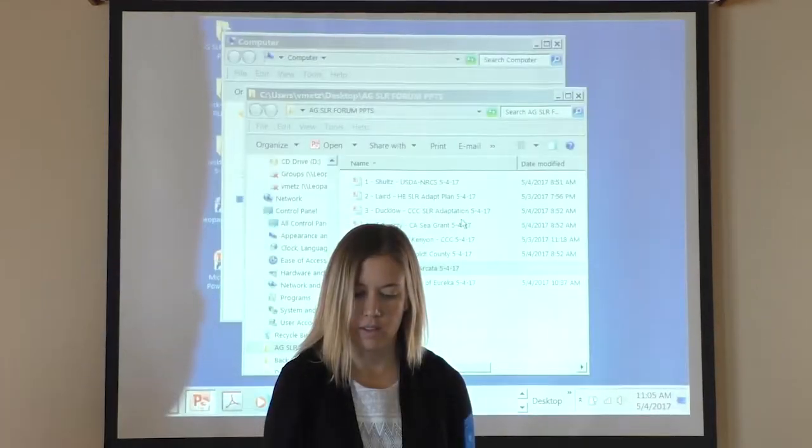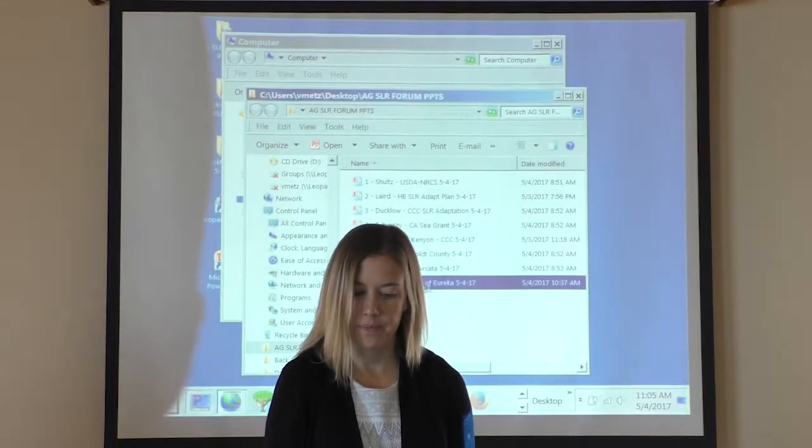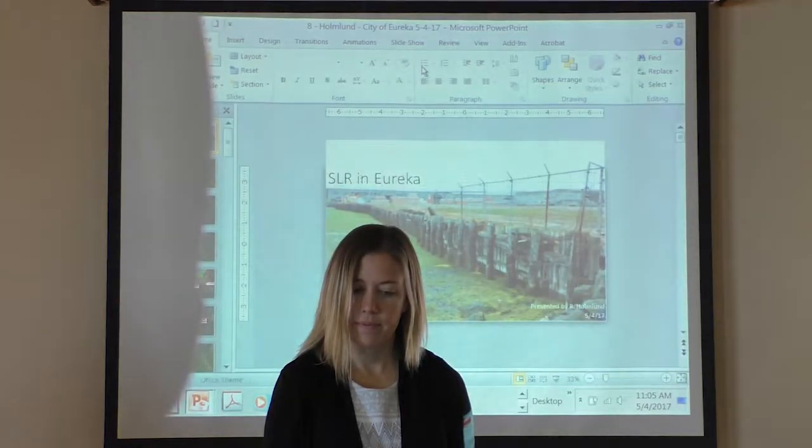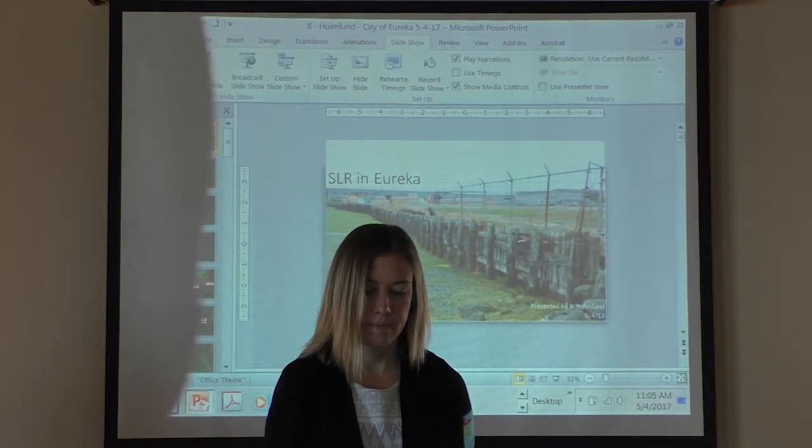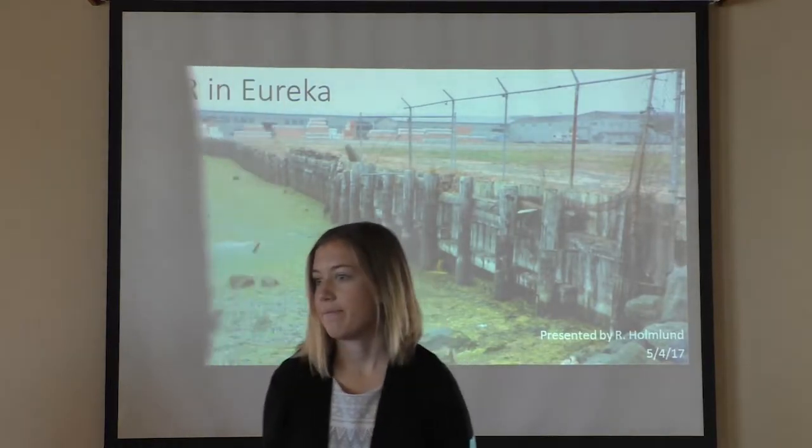And next we have Rob Holman, the Development Services Director for the City of Eureka, to talk about how Eureka is updating their local coastal program to address sea level rise.